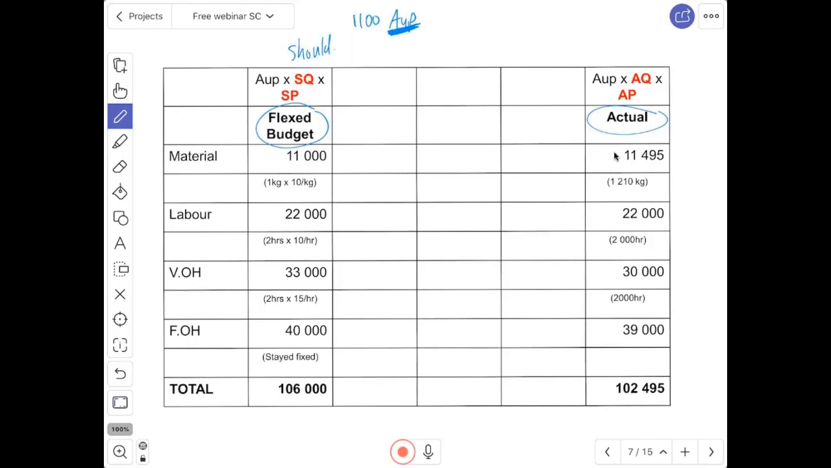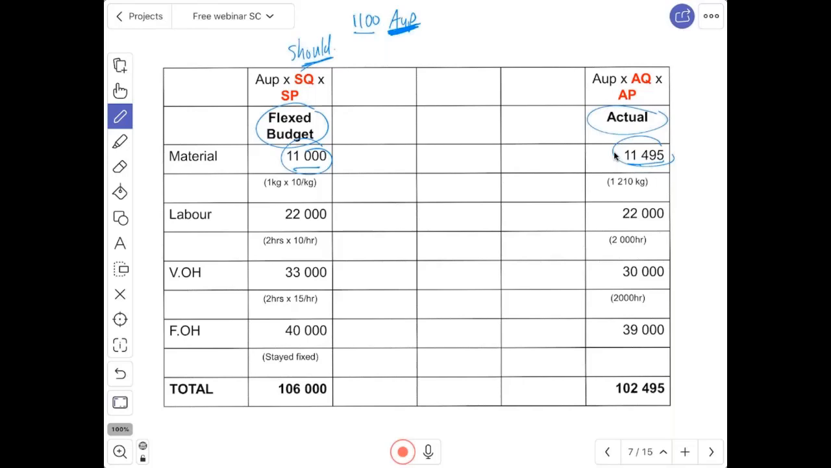Now let's look at material, because your boss, and I always picture myself working for this company. I'm in charge of material. They said I should spend 10,000 on 1,000 units, or I should have spent 11,000 on 1,100 units. And now my boss comes into my office, he's pretty mad, and he says, you overspent by 495 Rand. What went wrong? So that's what we're facing here. Someone saw something went wrong, we overspent, we spent more than what we should have spent for the actual units produced. Why is that? And we have to answer that now.